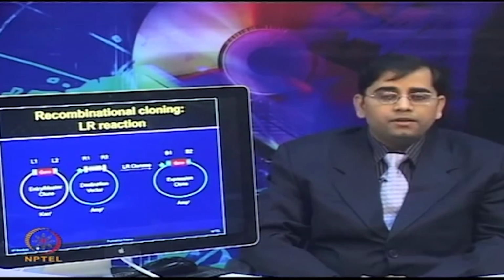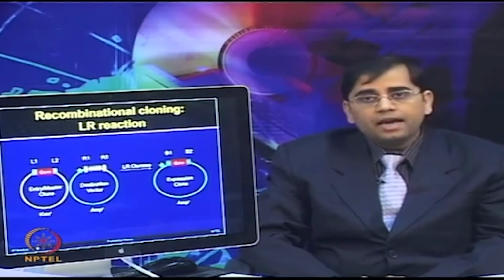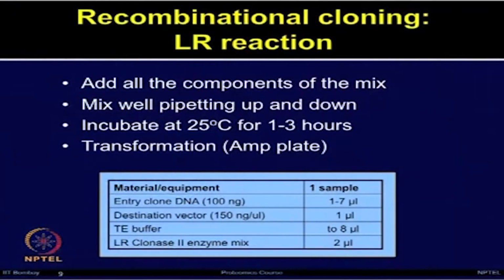Once this reaction is completed, then the reaction mix can be plated on the ampicillin plate, and since the vector contains the ampicillin resistance gene, it can be screened on the ampicillin plates. Now, let us discuss the recipe for the LR reaction. What are the components required?